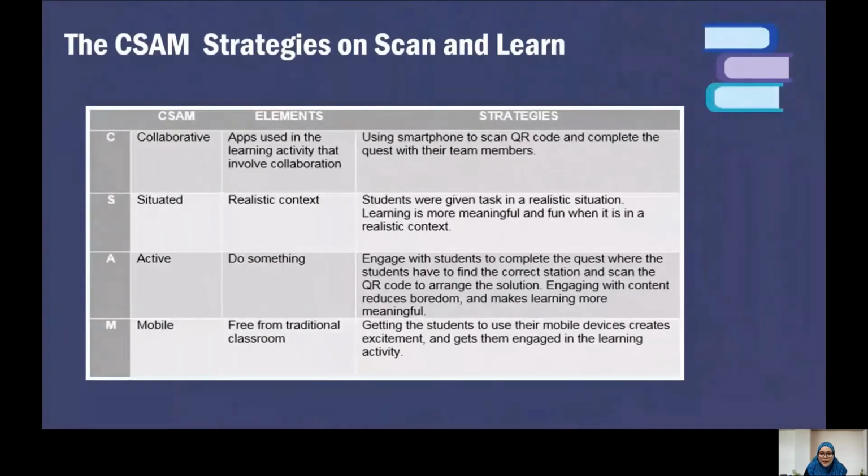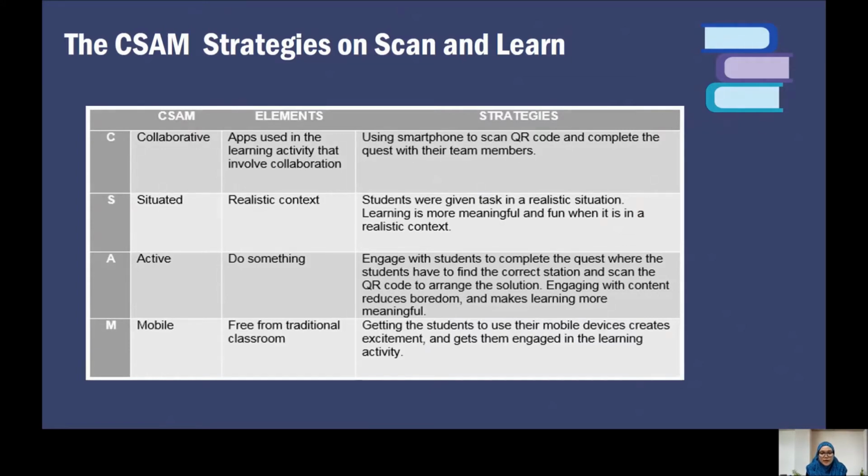When applied to the scan and learn of our teaching and learning innovation, the system strategies are: first, collaborative, when we use a smartphone to scan a QR code and complete the quest with their team members. And number 2 is situated, when the students are given tasks in a realistic situation.